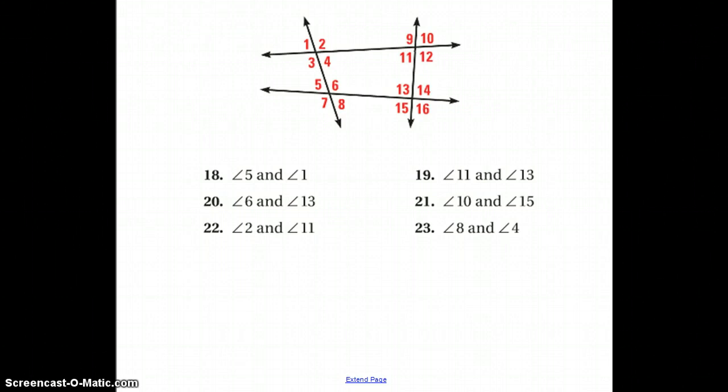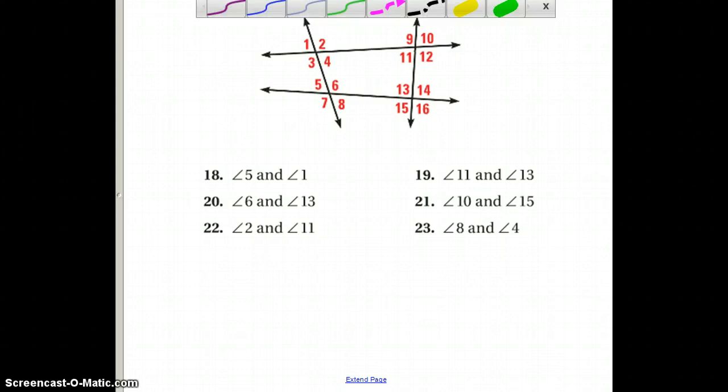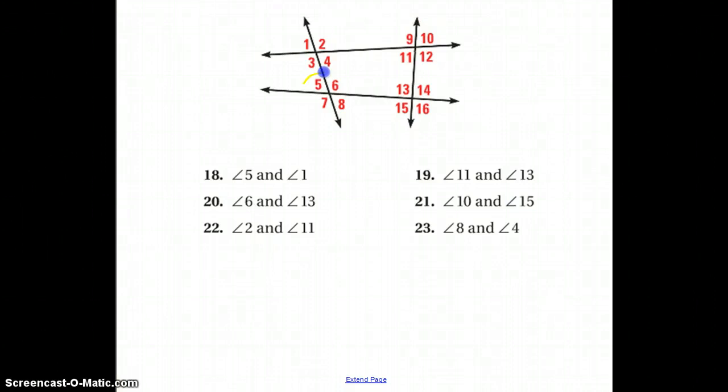One thing that you may want to do is when you're given a pair of angles, it may be beneficial to find where those angles are. So for example, 5 and 1. Identify the transversal and then the two other lines that help make up the angle.